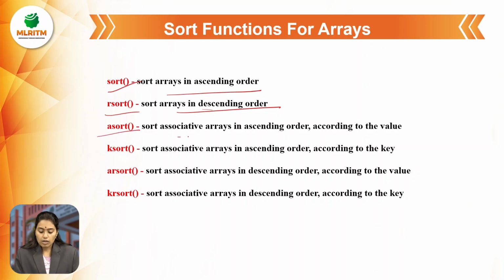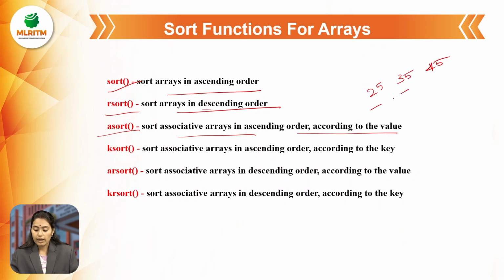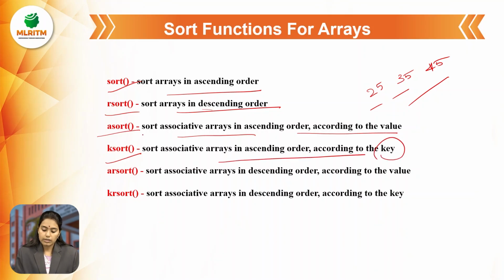asort sorts an associative array in ascending order according to the value. Where the values are mentioned, right? Peter equal to 25, 35, 45. According to that value, it will arrange in ascending form. Next, ksort. What is ksort? It sorts an associative array in ascending order using the key. So here we can know easily by key. asort is nothing but according to the value, and ksort is nothing but according to the key.